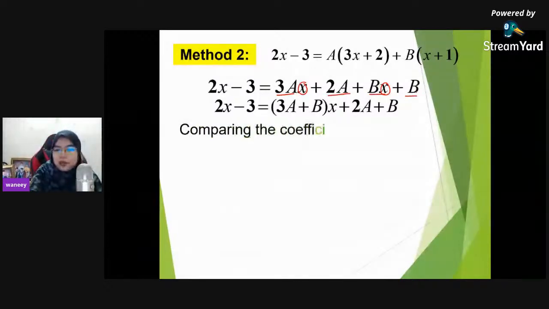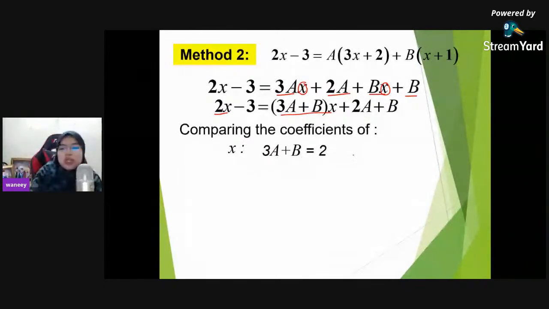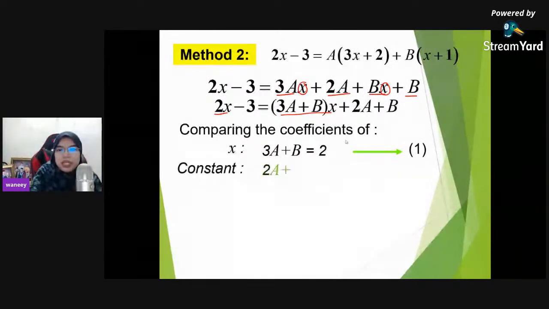And then you use comparing coefficient, compare left hand side and right hand side. Then you can easily see that 3a plus b must be equal to 2. So kalau kita compare term with x, so this is 2x, this is 3a plus bx. So that is how we come out with 3a plus b is equal to 2. So that one will become the first equation. And then compare for the constant. So you got 2a plus b is equal to -3.